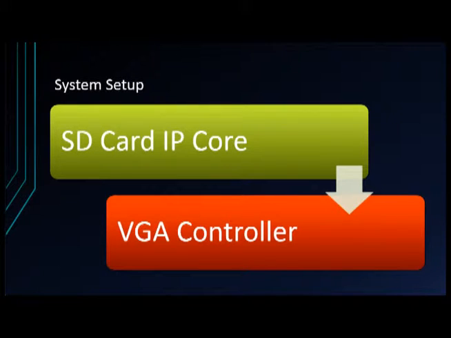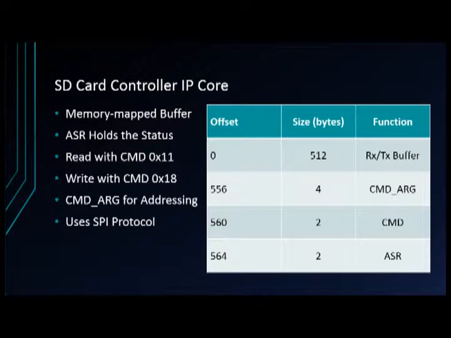System setup: the SD card IP core and the VGA controller. This shows some general information about the SD card controller IP core. The table to the right shows the register map and the offsets used, and the main 512-byte buffer is where all the incoming or outgoing SD card data is stored. This controller core abstracts the SPI protocol, greatly simplifying the SD card interface.